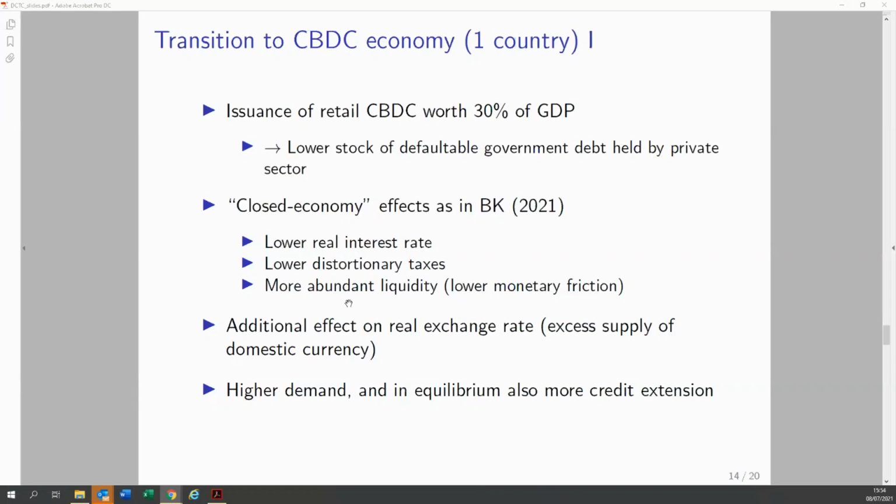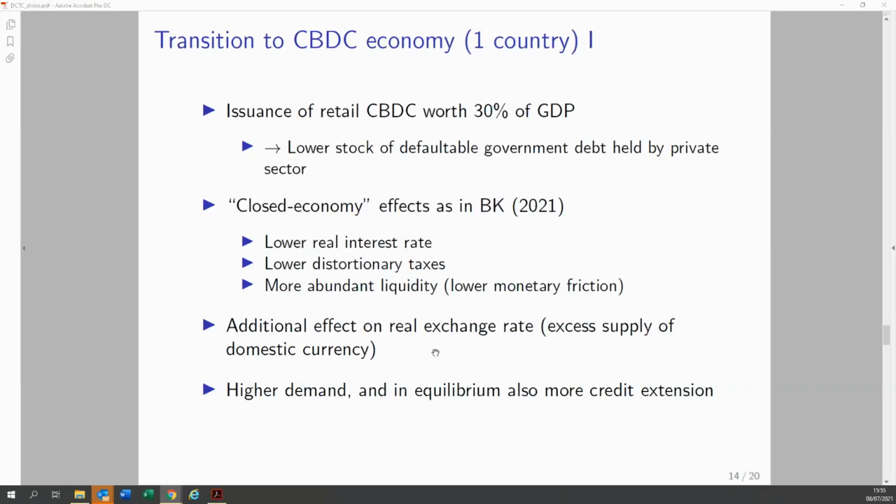If the issuance happens only in one country or is otherwise asymmetrical, of course, and that's because if there's excess supply of domestic currency in this case, because the issuance of CBDC is essentially increasing the stock of liquid assets denominated in one currency, you in equilibrium also have an effect on the real exchange rate, which in turn has an impact on the current account. Okay, so now I'll show you in pictures what I've just said in words.